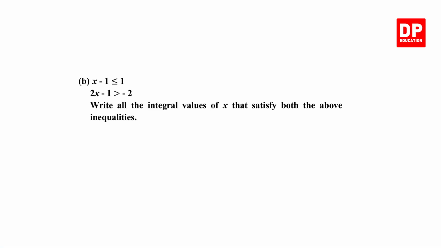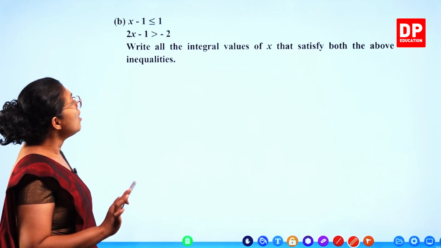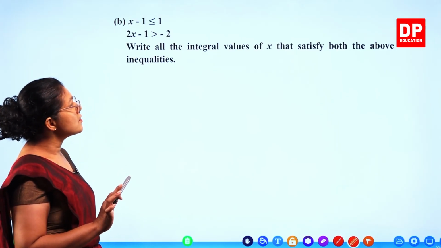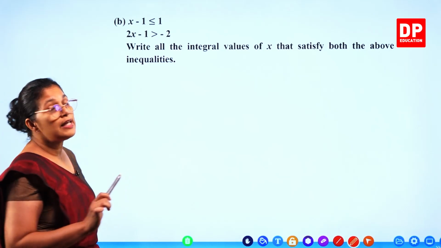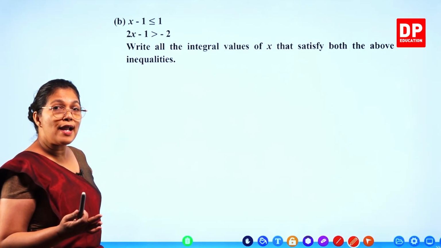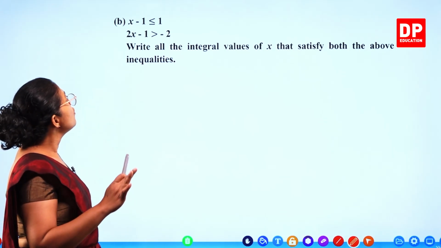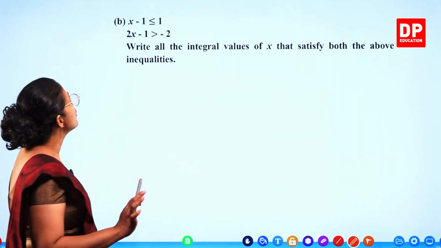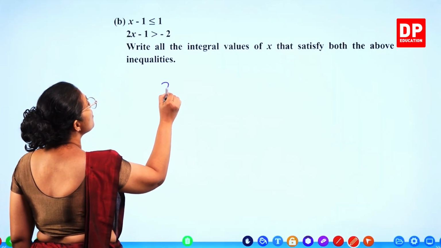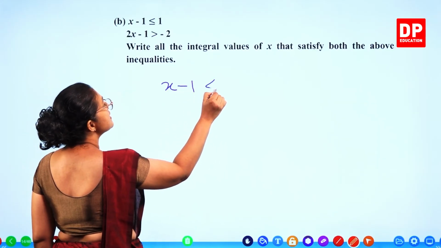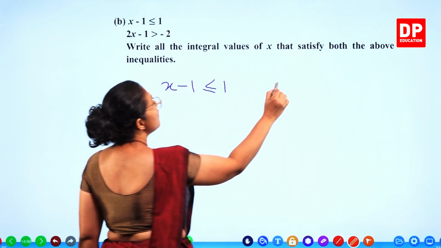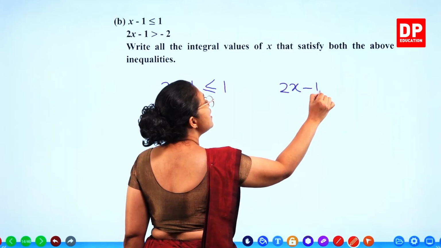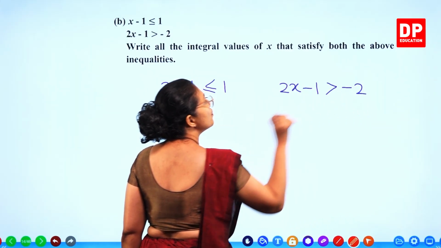Part B is an inequality. 2 inequalities are there. Write all the integral values of x that satisfy both the above inequalities. So integral values means integers. So you have to solve separately and find out the common region. So let's take the first one. x minus 1 is less than or equal to 1. Second one is 2x minus 1 is greater than minus 2.